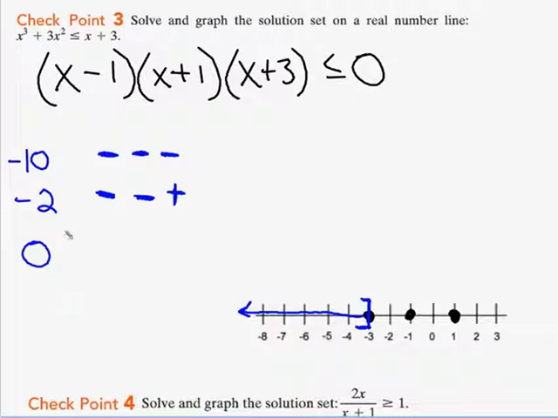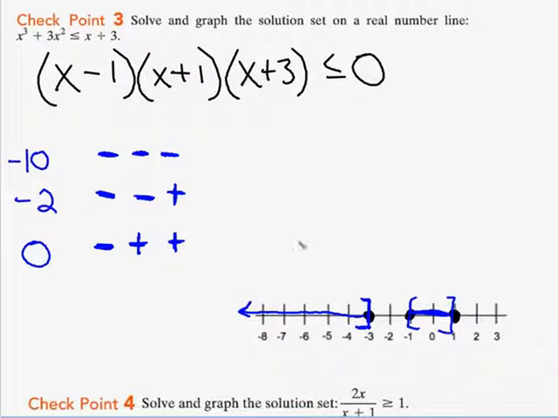Next test, 0. 0 minus 1 is negative. 0 plus 1 is positive. 0 plus 3 is positive. Two positives multiplied to a positive times negative is a negative. And yes, negative numbers are less than 0. So that is also part of our solution set.